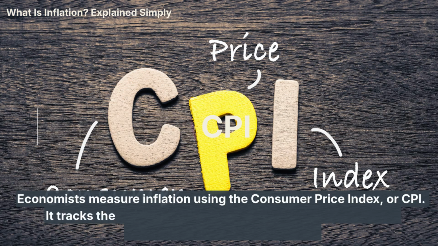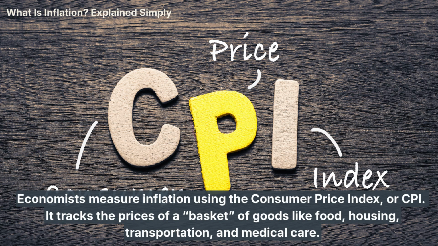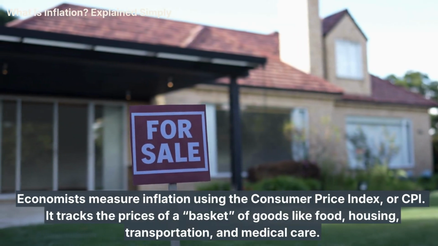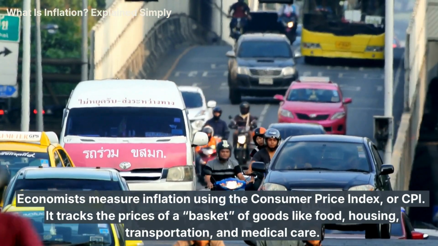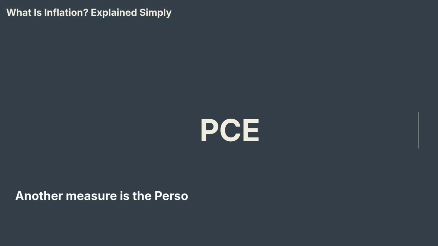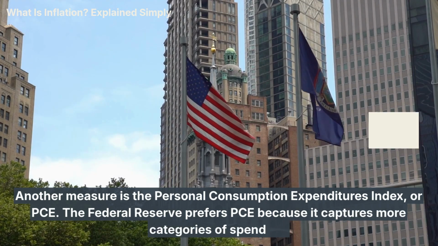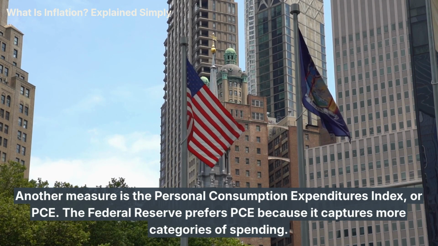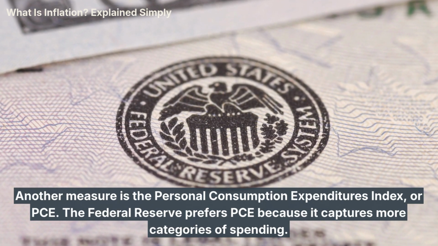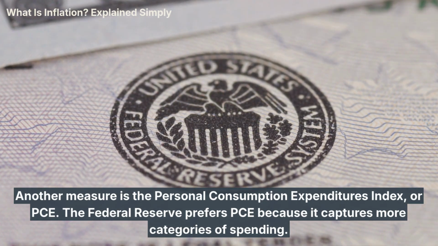Economists measure inflation using the Consumer Price Index, or CPI. It tracks the prices of a basket of goods like food, housing, transportation, and medical care. Another measure is the Personal Consumption Expenditures Index, or PCE. The Federal Reserve prefers PCE because it captures more categories of spending.